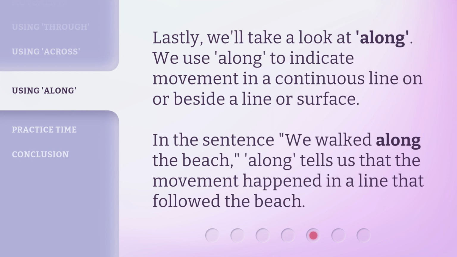Lastly, we'll take a look at along. We use along to indicate movement in a continuous line on or beside a line or surface. In the sentence, "We walked along the beach," along tells us that the movement happened in a line that followed the beach.